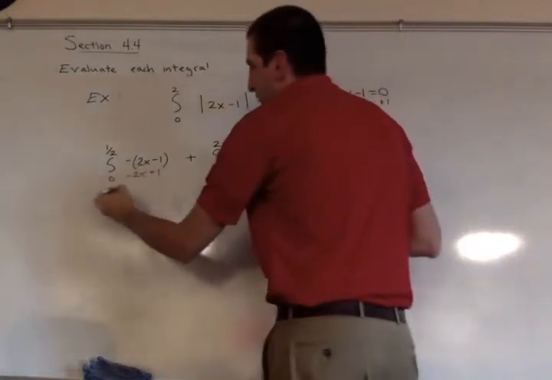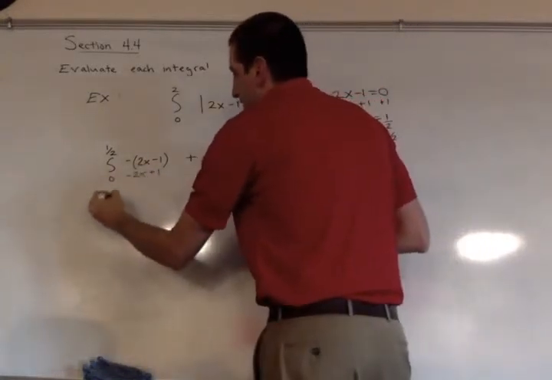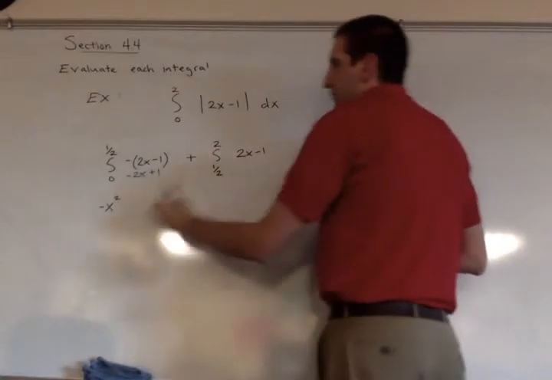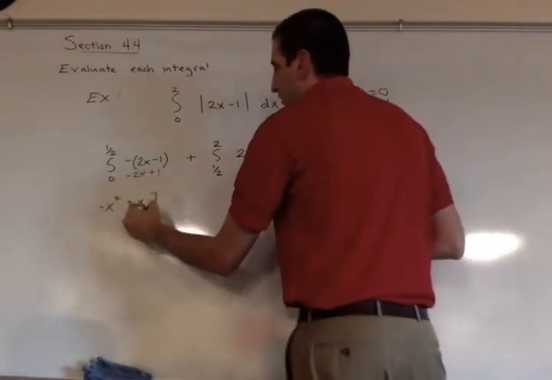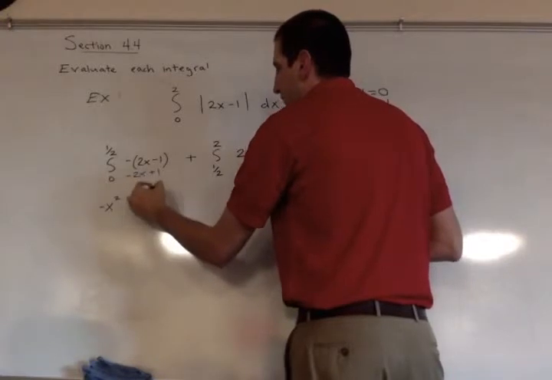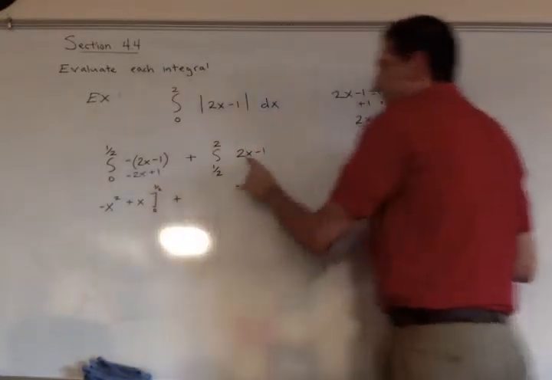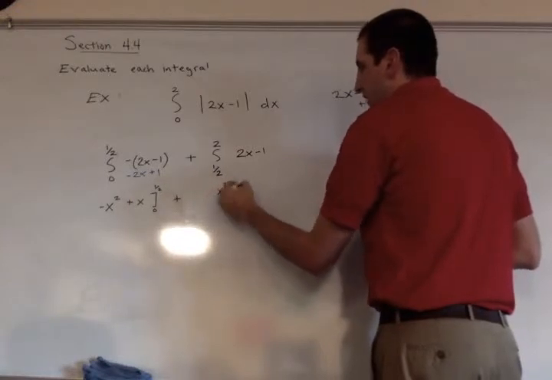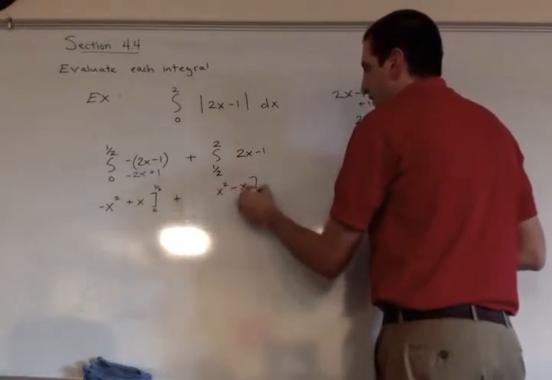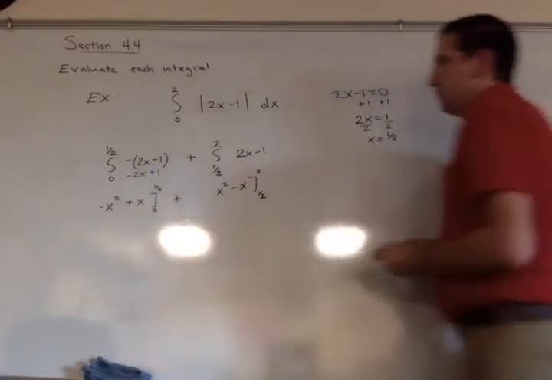If I do that, I would have negative x to the second plus x. And I'll evaluate that part from 0 to 1/2. Plus, if I integrate here, I would have x squared minus x. And I'll evaluate that from 1/2 to 2.